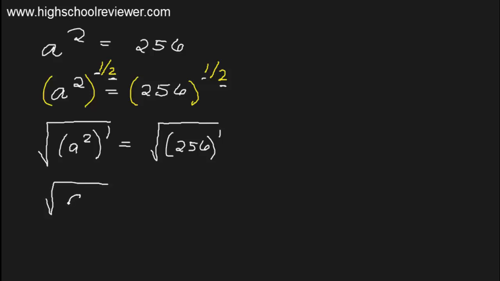So this will be the square root of a squared equals the square root of 256. The square root of a squared is equal to a, and we have here the square root of 256. There will be two roots, the positive and the negative. So this will be positive and negative, and the square root of 256 is 16. And now let us check if our answers are correct.